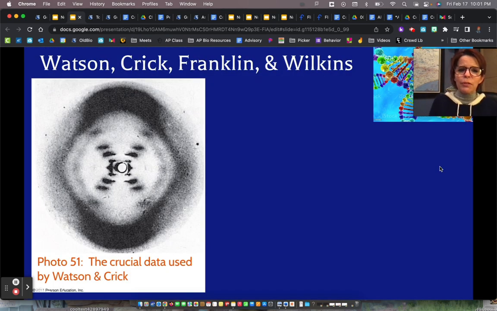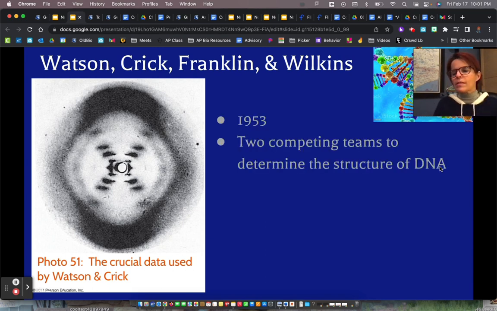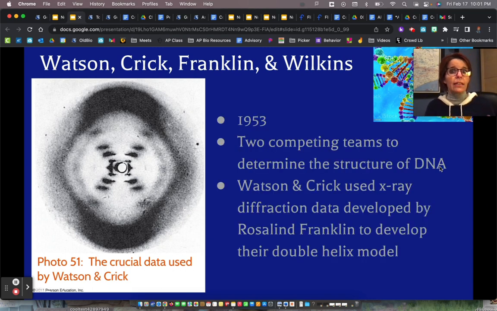All right, the next one we're going to talk about are Watson, Crick, Franklin, and Wilkins. So this is taking place in the 1950s, and they're going to get the Nobel Prize for this. These are competing teams that are rushing to figure out the actual structure of the DNA molecule. So Watson and Crick are using something called X-ray crystallography or X-ray diffraction data that was developed by Rosalind Franklin. Rosalind Franklin ends up dying of cancer and is not given the Nobel Prize. And we probably mentioned this earlier in the year. But they do figure out the double helix shape of the DNA molecule, and they receive the Nobel Prize for it in 1962.